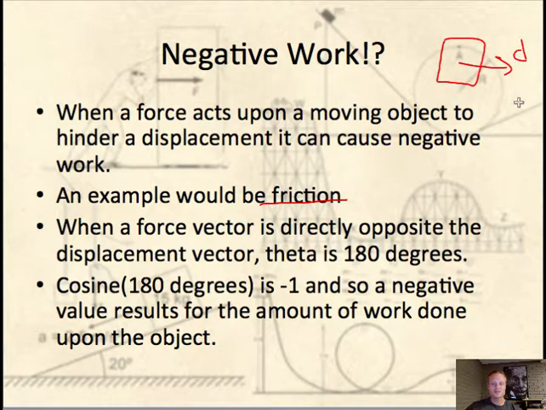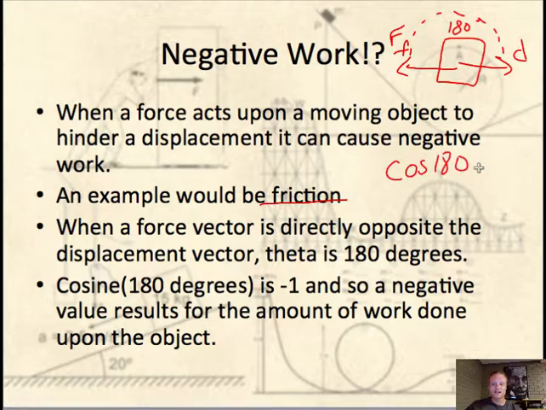Here's the displacement vector going to the right, and the force of friction, which I'll just write F sub F, is going the opposite direction, right? It's going to oppose the motion of this box. The angle here is not 0, instead it's 180 degrees. That's theta. And if you take the cosine of 180 in your calculator, you'll get -1. And so you actually do get a negative work value.